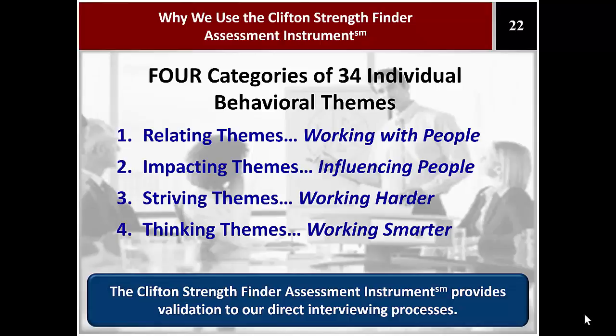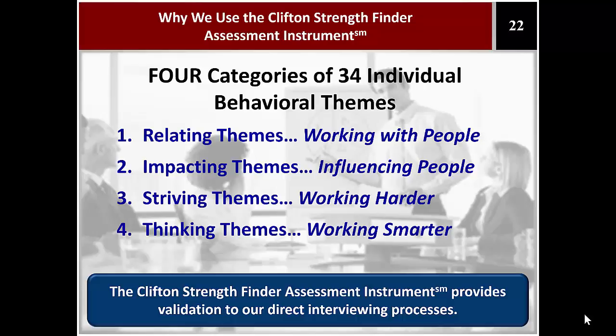Now, you might ask why we use that Clifton Strength Finder assessment that I mentioned earlier. That's an online assessment that you'll take that'll give us information about 4 of your themes, of your persona, of your person. One is about how you work with people, and that's called the relating themes. The other one is about how you influence or are influenced by other people, and that's called impacting themes. Another one is how hard you work, what kind of worker you are, and that's really about striving themes. And then the other is how you work smarter, and that's about how you think about work and work content. So this tends to provide some validation to our direct interviewing processes.